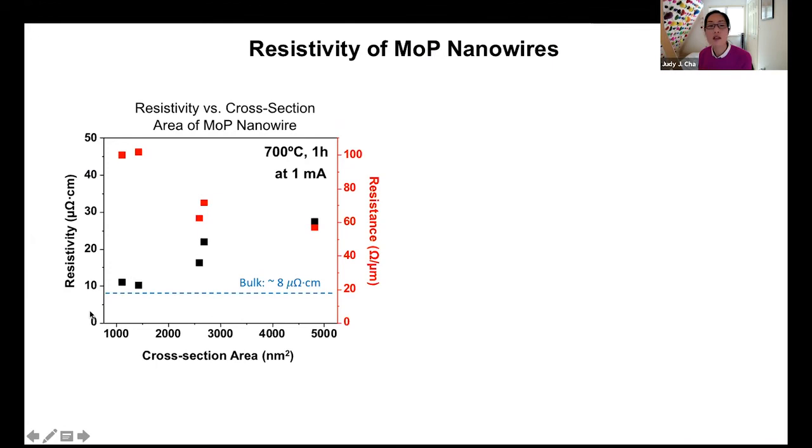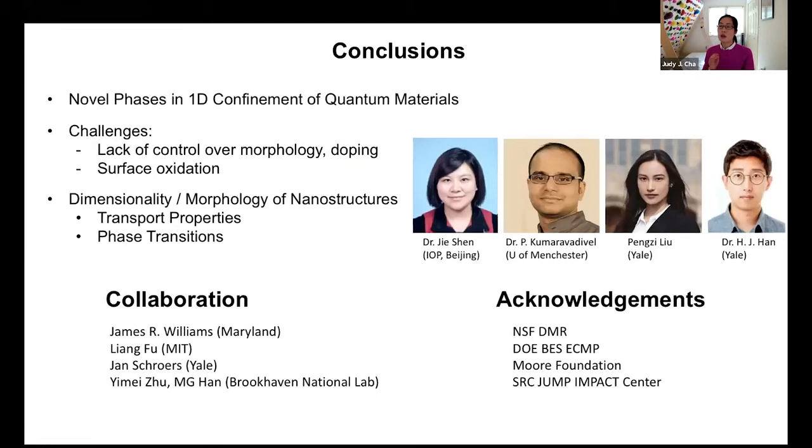That's it. So the takeaway message will be nanowires of topological materials, especially topological superconductors, I think, is important. There are challenges with this, but I think they can be overcome. One immediate challenge everyone should really think about is the surface oxidation and how to prevent that.